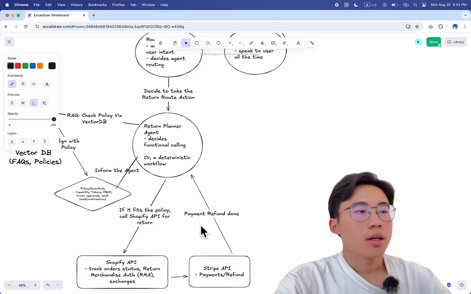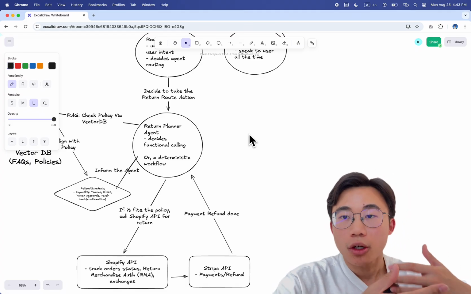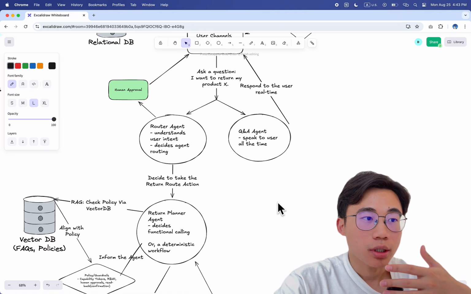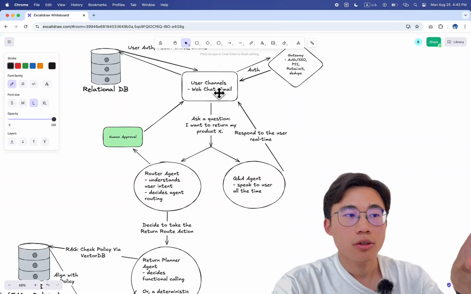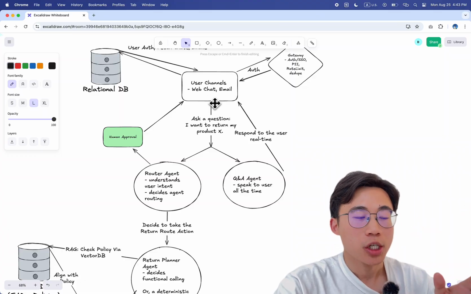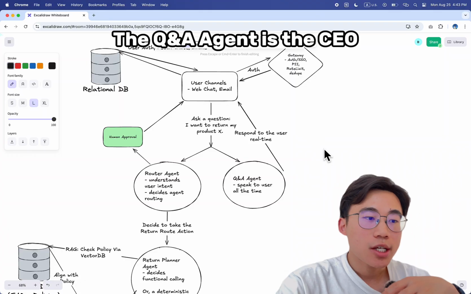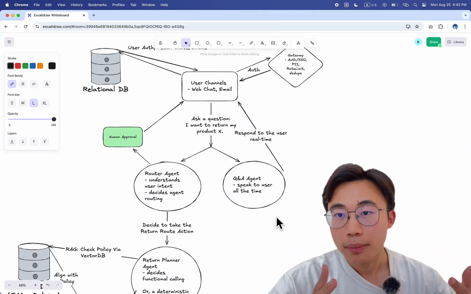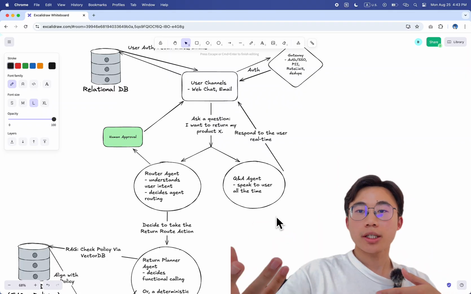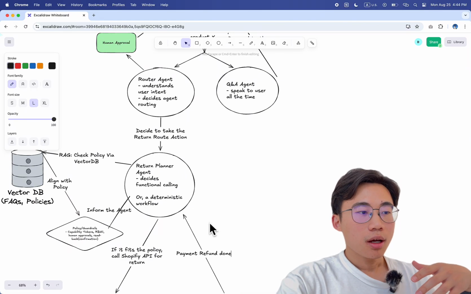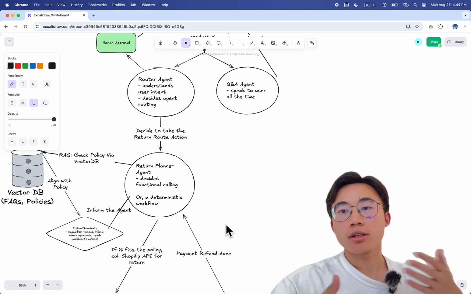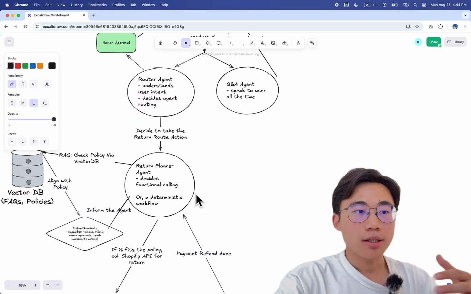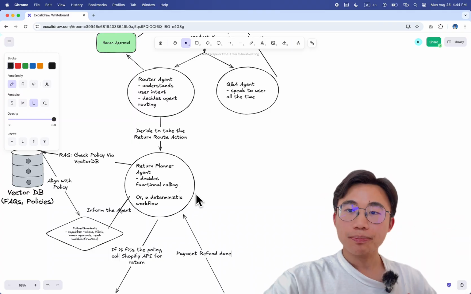After this, the return planner agent should update all the context back to this Q&A agent, because this Q&A agent is really doing the conversation with the original user channels, which includes the web chat or the emails, right? So imagine this Q&A agent is just like the central brain or the CEO of the company who needs to do all the communication with their customers. And the rest of these are just part of the organization doing their tasks, right? The router agent is at a higher level, and the return planner is the one that the router agent decides to route to, right?